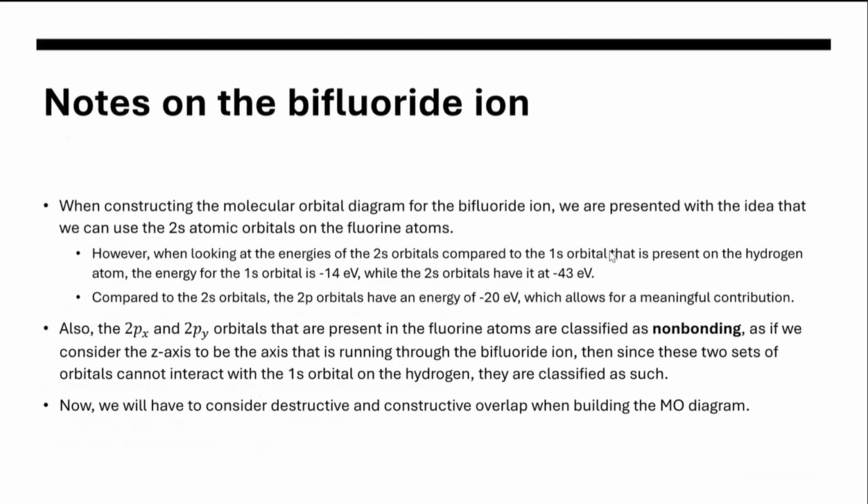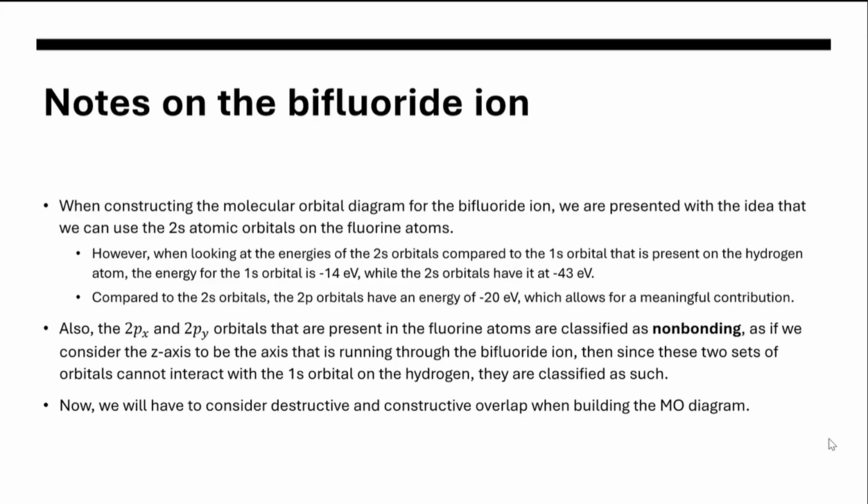Now, here are some notes on the bifluoride ion. When constructing the molecular orbital diagram for the bifluoride ion, we are presented with the idea that we can just use the 2s atomic orbitals on the fluorine atoms. But when looking at the energies, compared to the 1s orbital on the hydrogen atom, the energy gap between these two orbitals is way too big, meaning that there won't be any kind of equal contribution to form molecular orbitals. Compared to 2s orbitals, the 2p orbitals have a lesser energy gap, allowing for meaningful contribution.